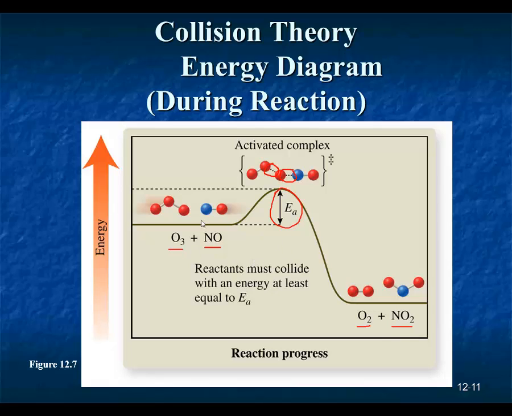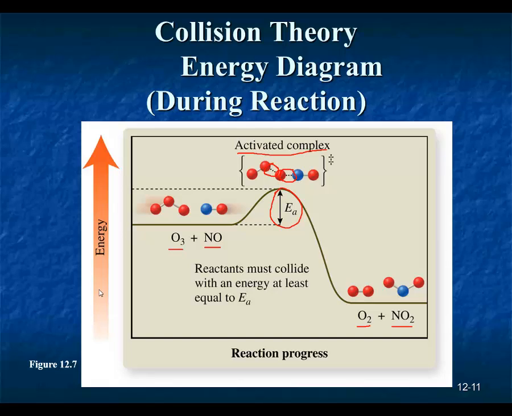But we have to realize that we have to have a collision that's in the correct orientation. We form what's called an activated complex as those bonds are breaking and forming in order to form our products. So what I've shown you here is a reaction progress diagram, or sometimes called a reaction coordinate diagram, as I go from reactants to products as I progress from left to right and as I have energy on my y-axis.